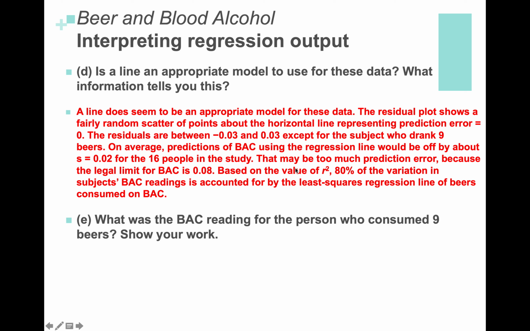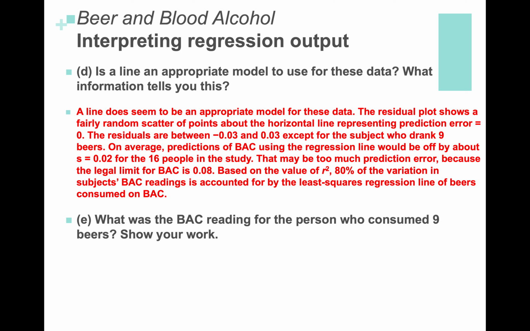But moving on, based on the value of R squared, 80% of the variation in the subject's blood alcohol content readings is accounted for by the least squares regression line of beers consumed on the BAC. So the residuals are fairly small, S is somewhat small, and R squared tells us 80% of the variation is accounted for. So all those point us to saying, yes, a line does seem to be appropriate.